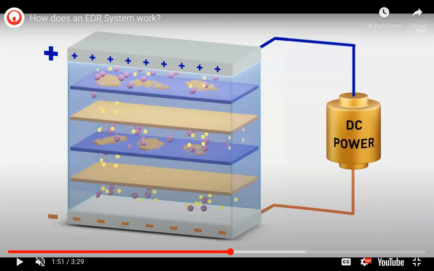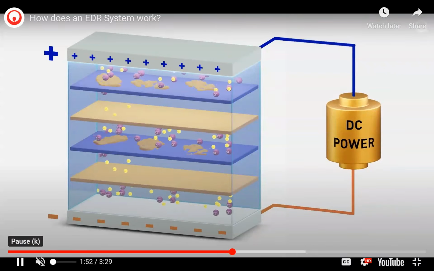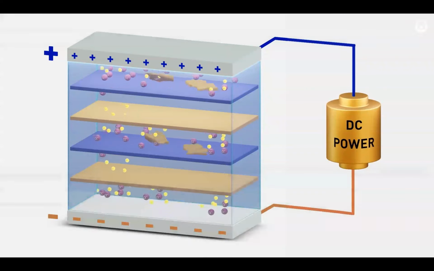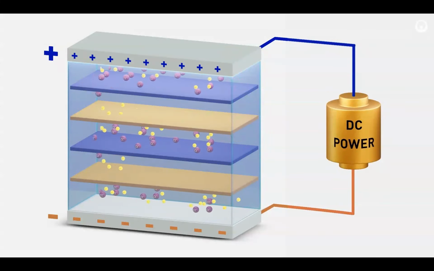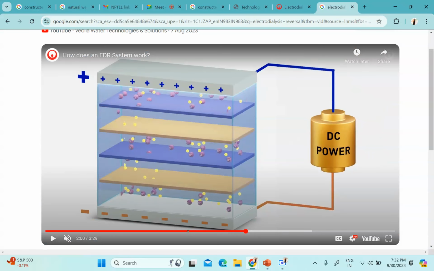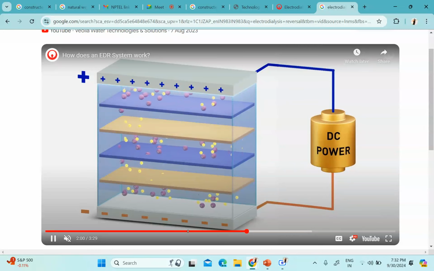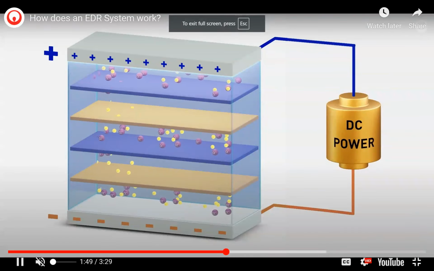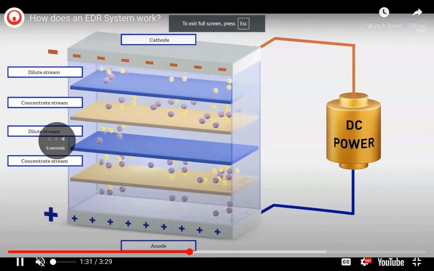So here, I hope you can see, this particular membrane, this blue color, can you comment which membrane this is, anion exchange or cation exchange? You can just see.